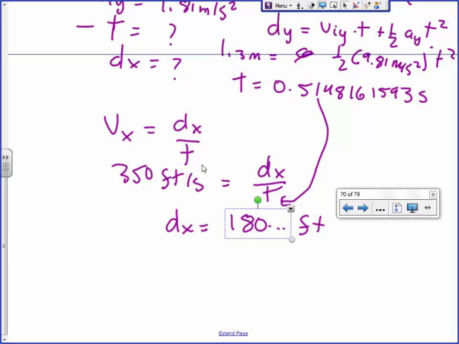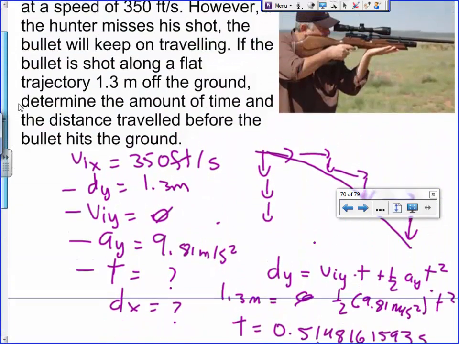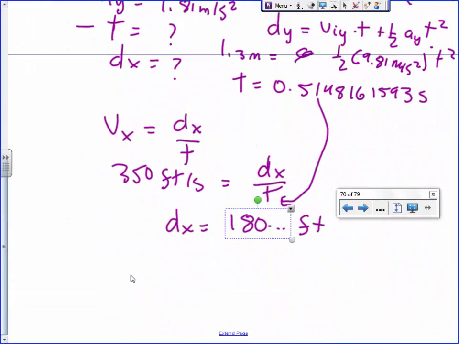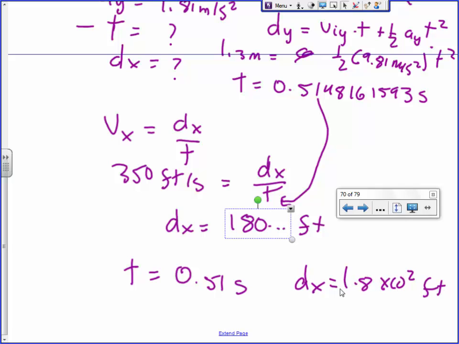So, last step, we should do proper sig digs. I believe we only get 2. So our time would have been 0.51 seconds, and the distance the bullet would travel would be 1.8 times 10 to the 2 feet. So far, so good? Awesome.